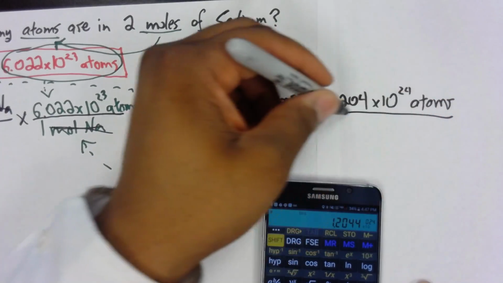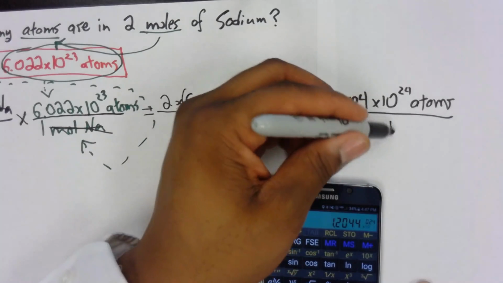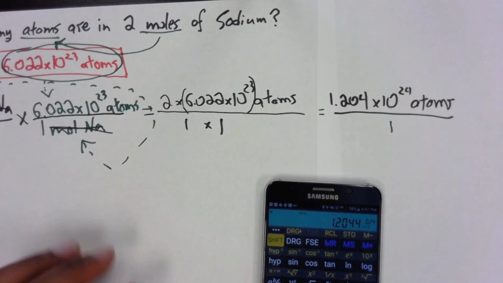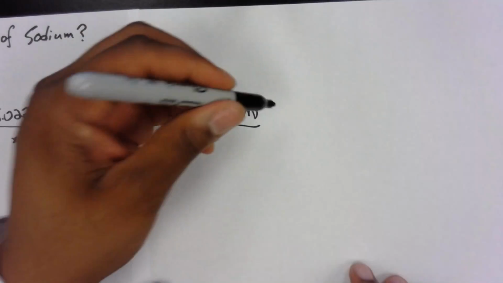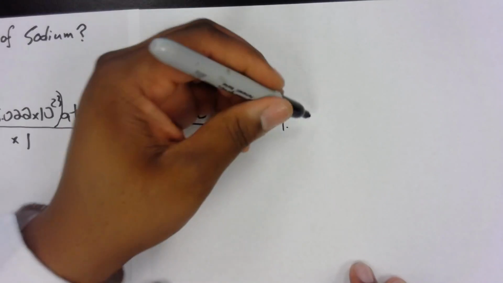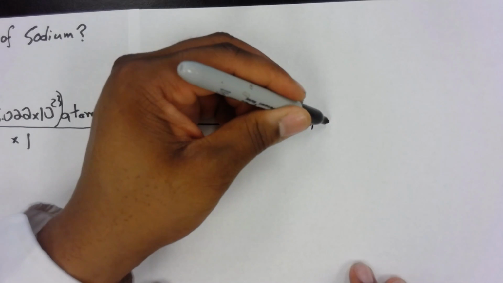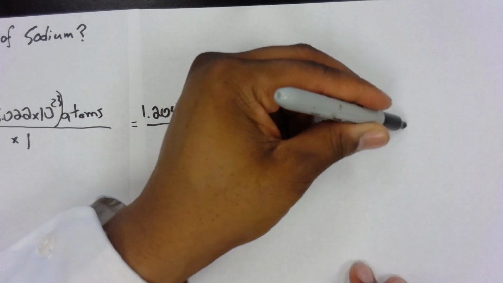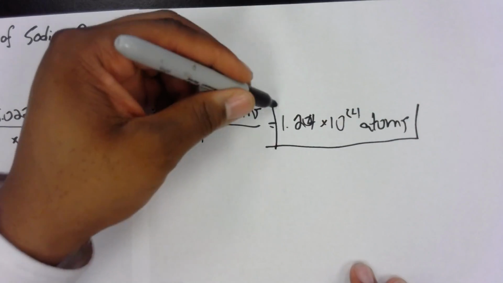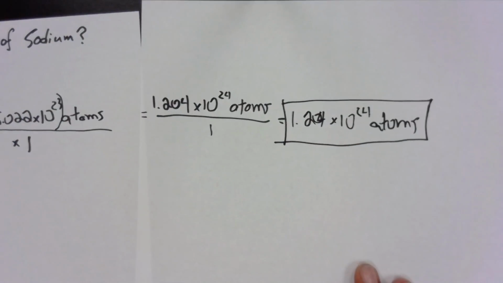That's our numerator. Our denominator, 1 times 1 equals 1. And that's pretty much it. Any number divided by 1 equals itself. And so that's just going to equal 1.204 times 10 to the 24 atoms. And this is our final answer.